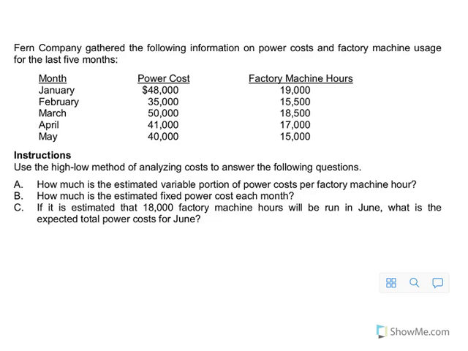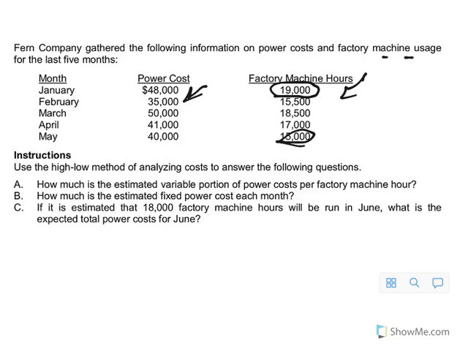The next question. Fern Company gathered the following information on power costs and factory machine usage. So here's the activity and here are the costs. They want us to break it into its fixed and variable portion. All right, so we want the high activity, which is 19,000, and the low activity, 15,000.